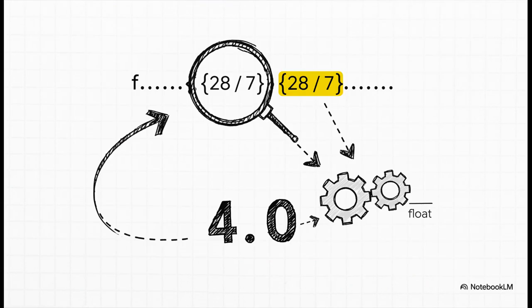It looks inside the curly braces, does the math, 28 divided by 7, gets the answer, 4.0, and then it just sticks that result right back into the sentence. Pretty cool, right? And notice it gave us 4.0. That number with a decimal is what we call a float in Python.